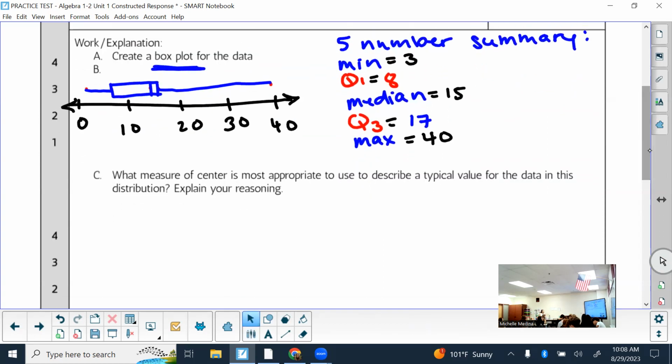Okay, there's another part to this, so let's see what it is. What measure of center is most appropriate to use to describe a typical value for the data in this distribution, and explain your reasoning? So if you get the answer right and you don't explain, you're losing half of those points by not explaining. Even if you don't really know, just say something. All right, but measures of center, you really only have 2 options. What are my options?